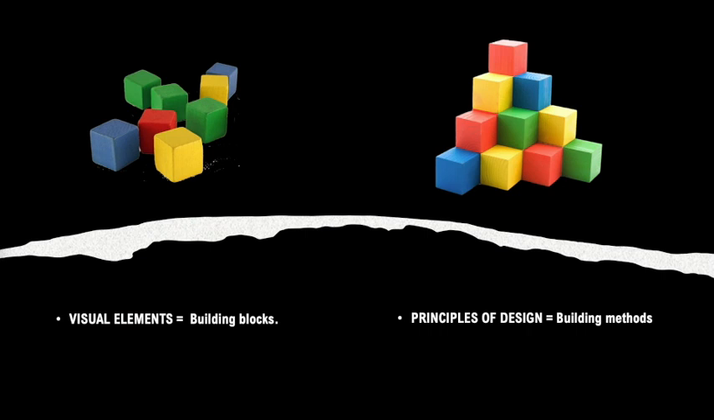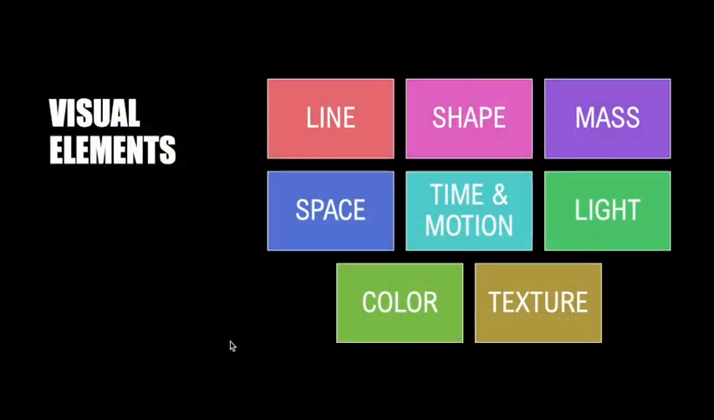Visual elements are considered to be the building blocks. Principles of design are the building methods with those building blocks. That will be discussed in a following lecture. The visual elements are line, shape, mass, space, time, motion, light, color, and texture.